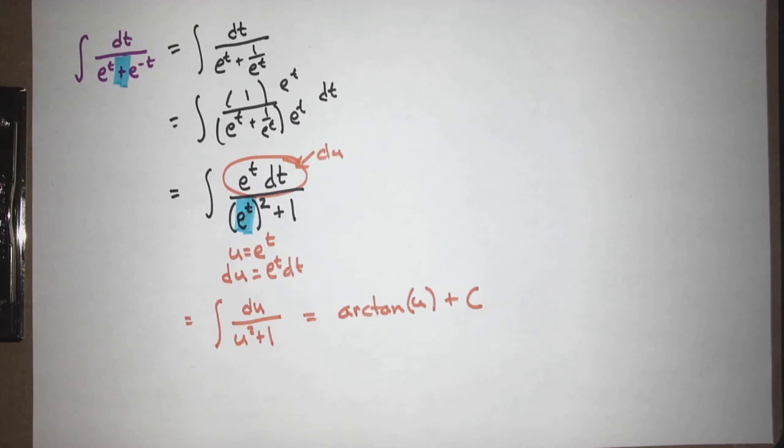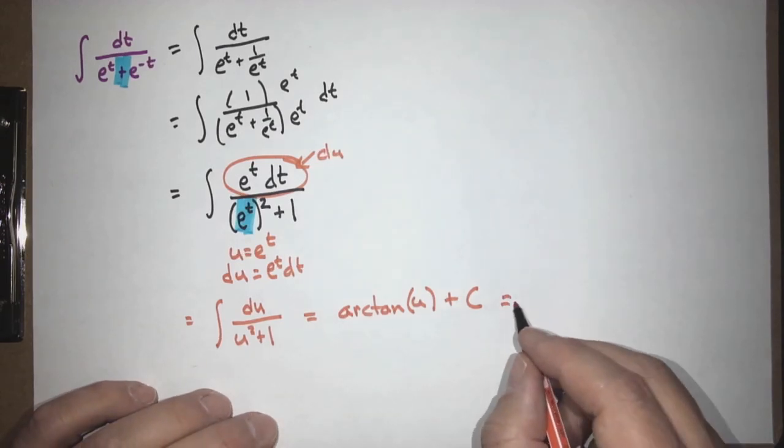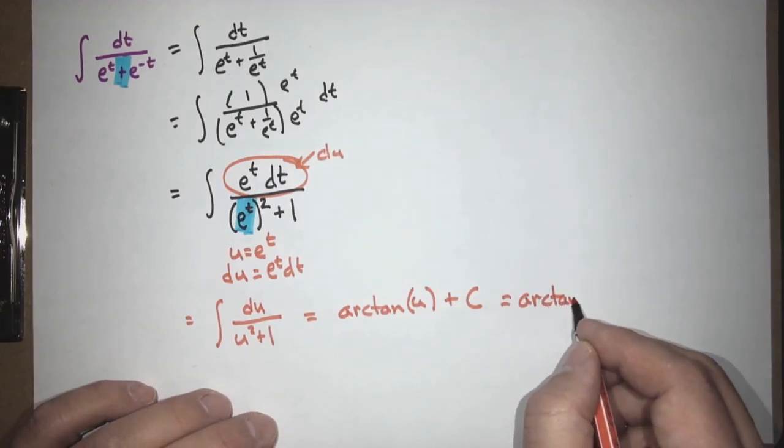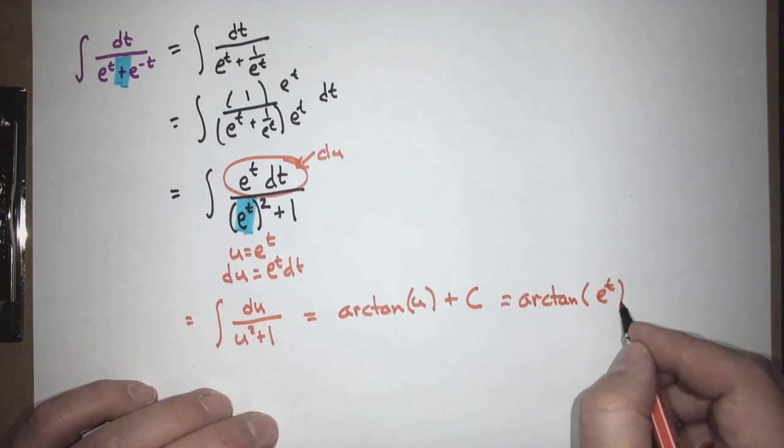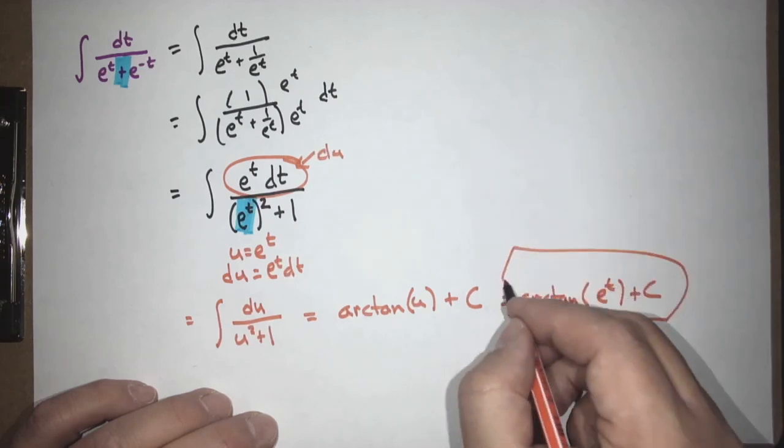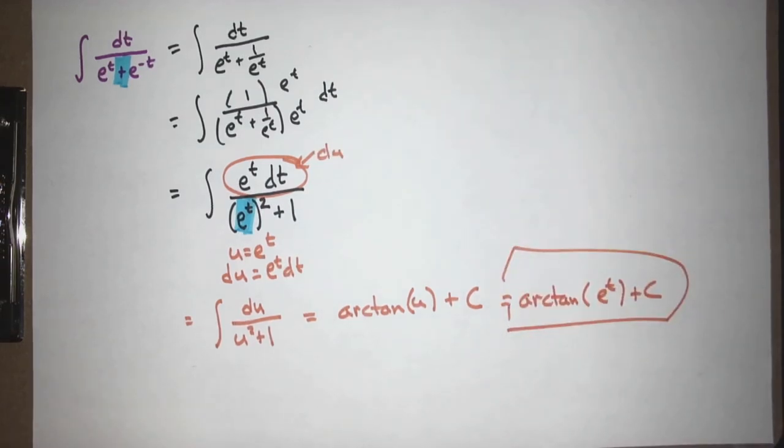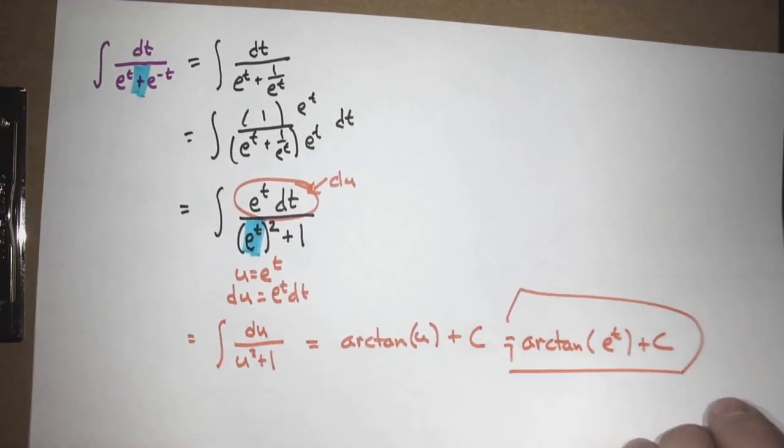Nope. What's left? Yes. So this becomes arctangent of e to the t plus c. There we go. All right. Any questions? Are we ready for the next one? Nice. Okay.